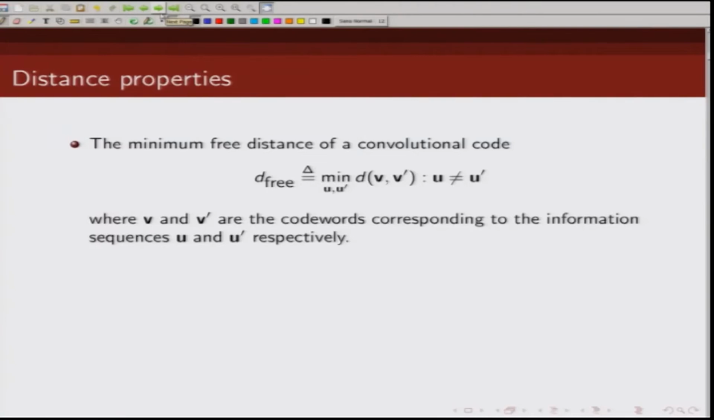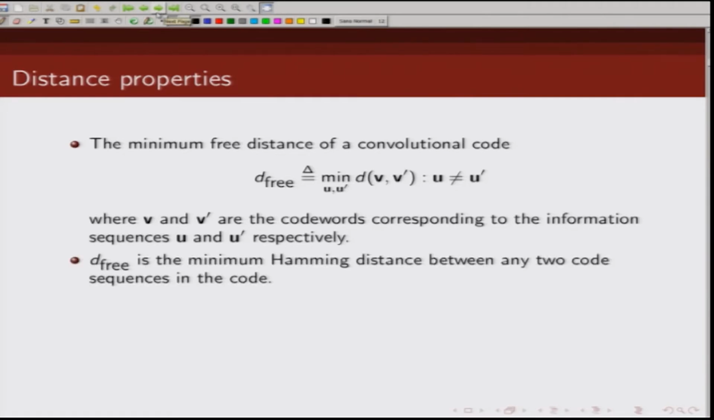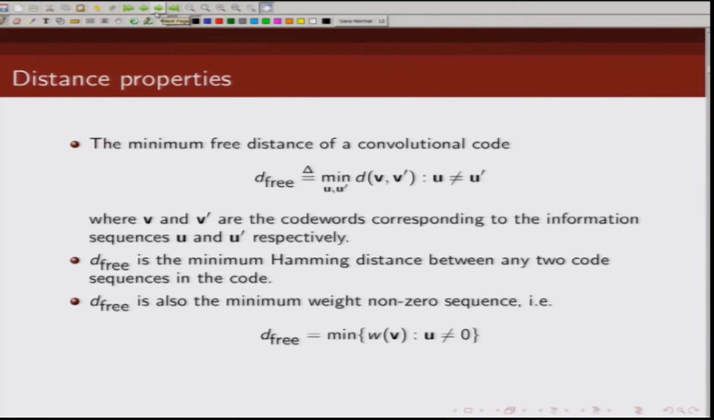Before we discuss a technique to find out the weight distribution, let us define what we mean by the minimum free distance of a convolutional code. The minimum free distance of a convolutional code is defined as the minimum Hamming distance between two codewords v and v hat, where v and v hat are two codewords corresponding to information sequences u and u hat, where u and u hat are two different information sequences. So, the free distance is the minimum Hamming distance between any two codewords in a convolutional code, and this is the same as the minimum weight of a non-zero codeword.